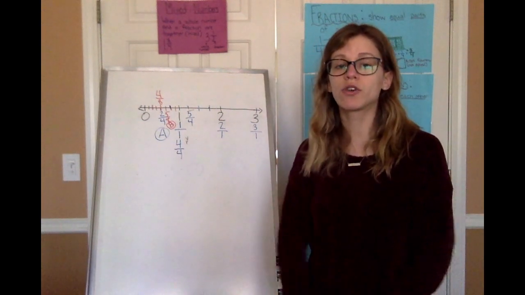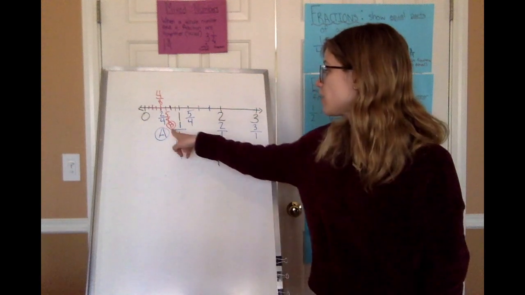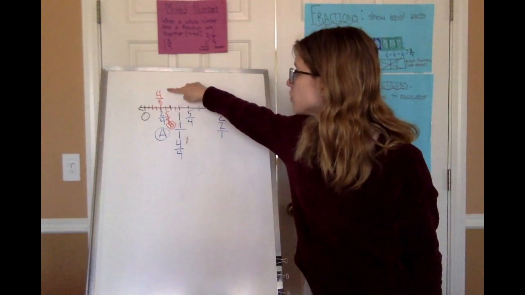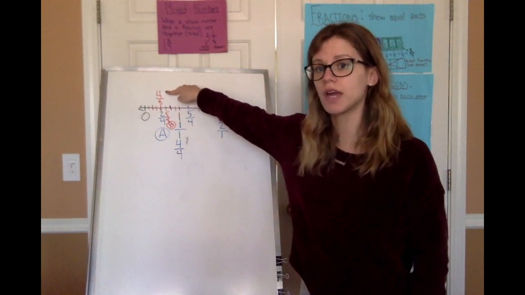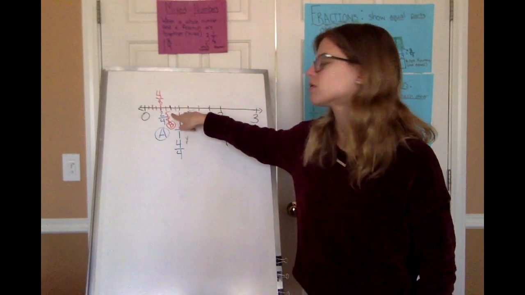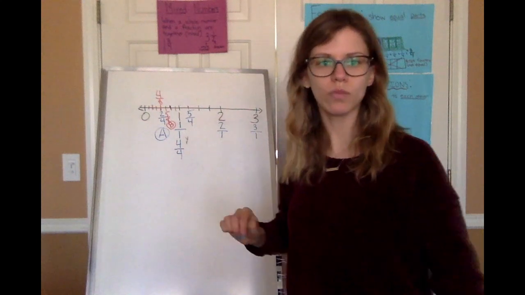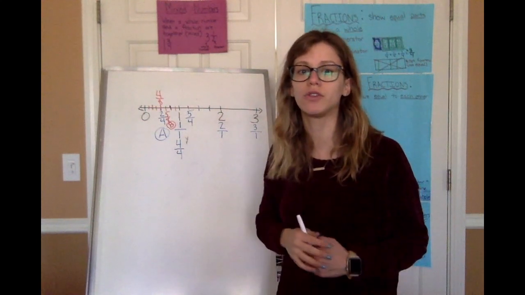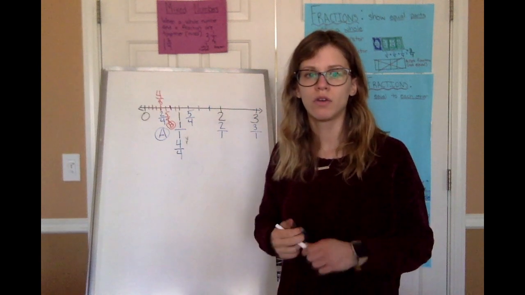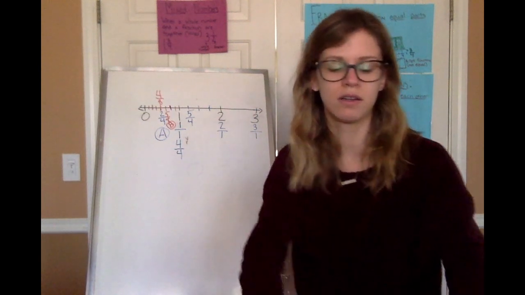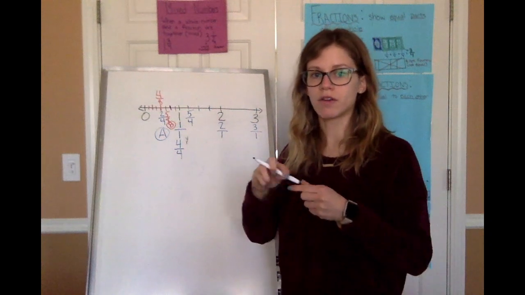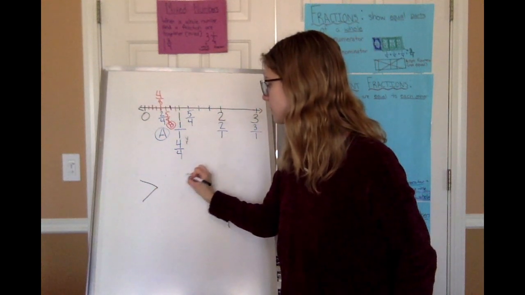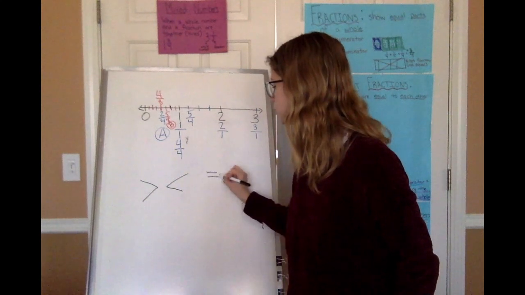So 5/8 is greater than 2/4, and we figured that out by just seeing that it's farther on the number line and seeing that 2/4, which is equivalent to 4/8, would be also smaller than 5/8. How can we write something to show that 5/8 is greater than 2/4? Remember that the greater than, less than, and equal to sign.